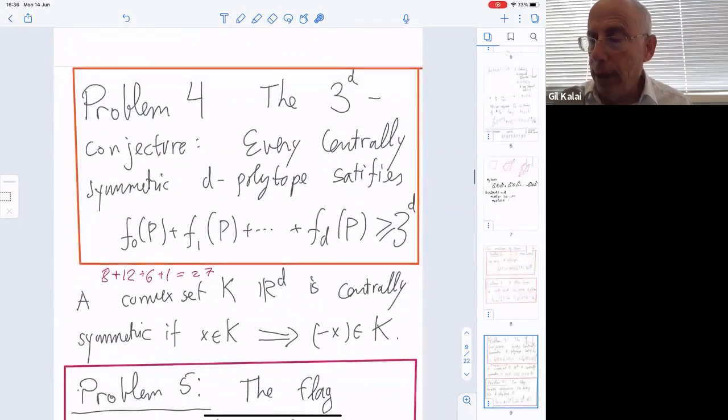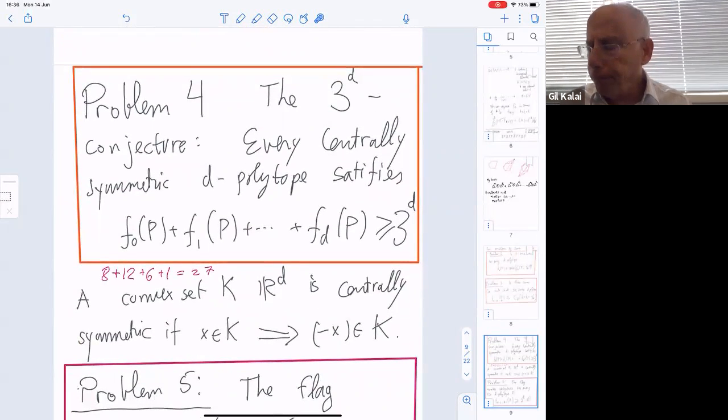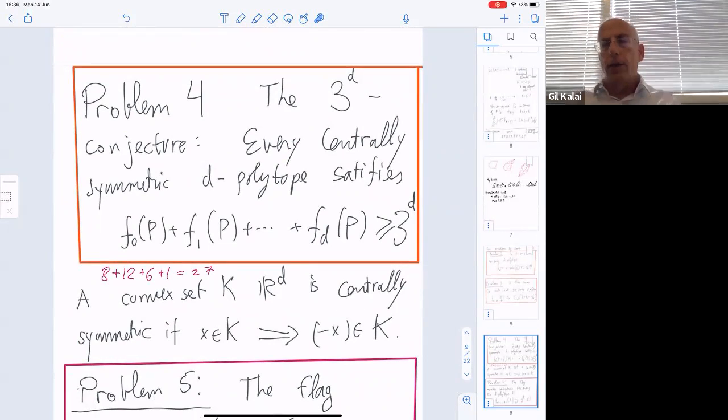Okay, let me mention a fourth problem. So here is a nice problem, and here is a little bit of symmetry. This is not the rich symmetry that we see in the regular polytopes, but we look at some symmetry and we consider centrally symmetric polytopes. A convex body is called centrally symmetric if when x belongs to the body, also minus x belongs to the body. And here's a very simple to state conjecture.